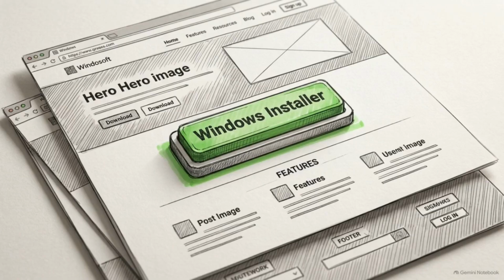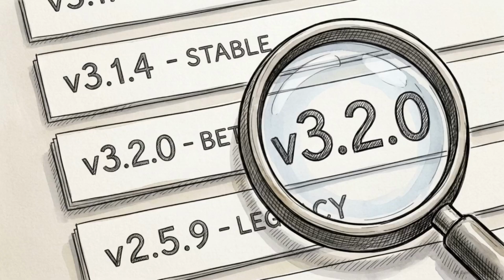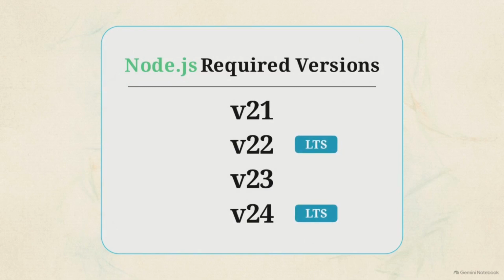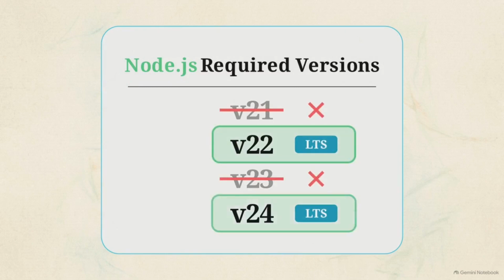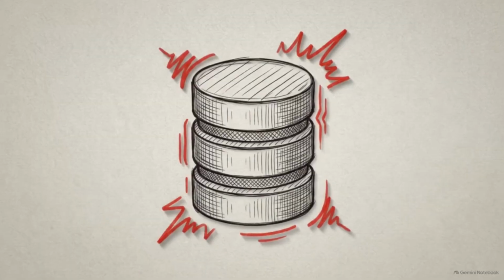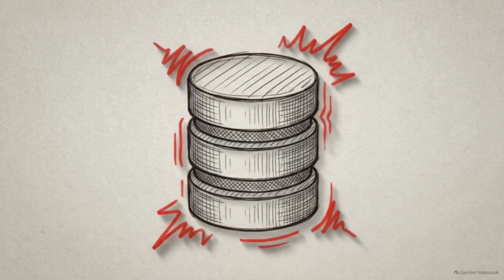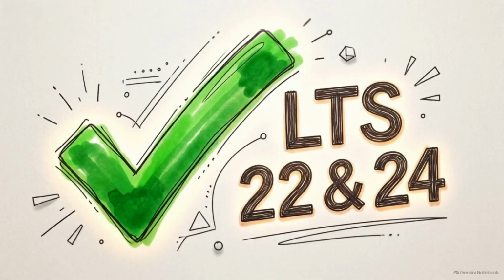Head over to Node.js.org and grab the installer for your operating system. Pay close attention to the version number. You must install a long-term support version, specifically version 22 or version 24. If you install version 21 or 23, the underlying database library that OmniRoute relies on will break the moment you try to launch it, so please stick to the even-numbered LTS releases.